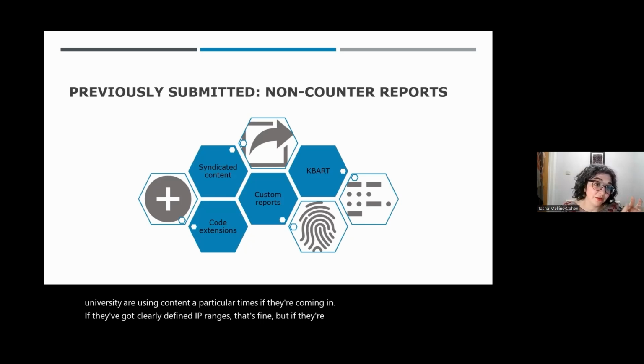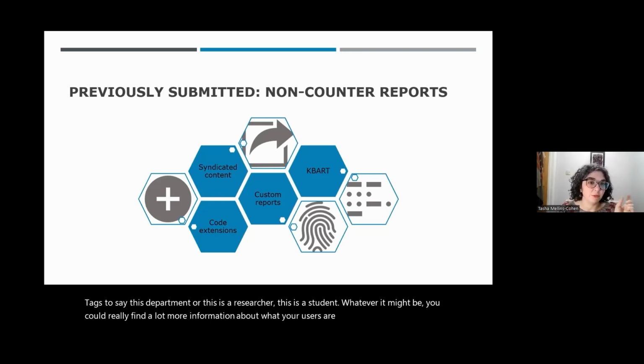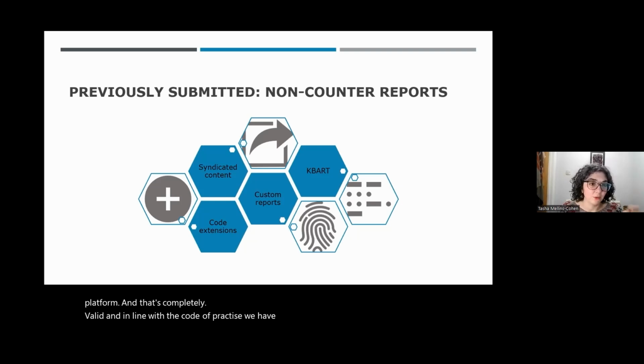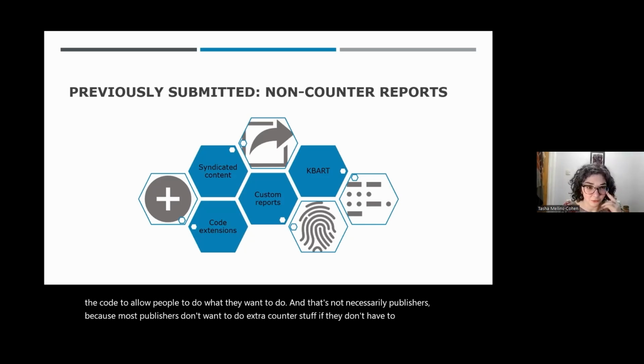But if they're coming in through Shibboleth, then you can share the EduPerson tags to say, you know, this department, or this is a researcher, this is a student, whatever it might be. You could really find a lot more information about what your users are doing within that publisher's platform. And that's completely valid and in line with the code of practice. We have a whole section on how to do extensions to the code to allow people to do what they want to do. And that's not necessarily publishers, because most publishers don't want to do extra Counter stuff if they don't have to. But it can be really helpful for the library side.